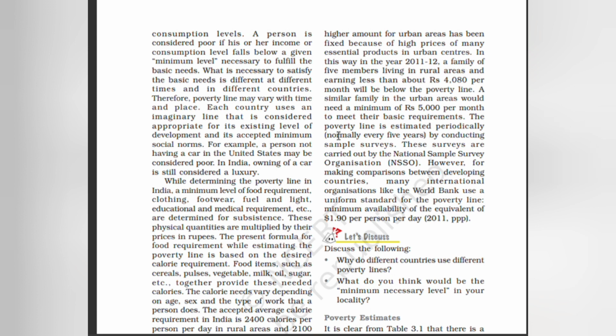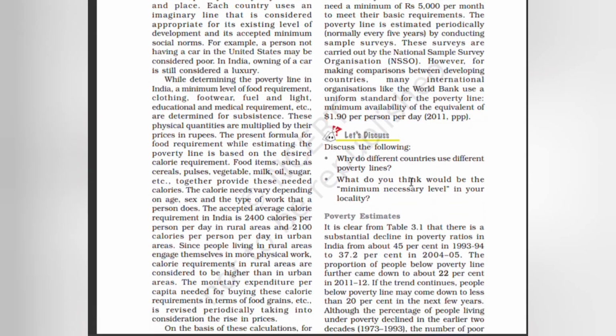The poverty line is estimated periodically, normally every 5 years, by conducting sample surveys. These surveys are carried out by the National Sample Survey Organization. However, for making comparisons between developing countries, many international organizations like the World Bank use a uniform standard for the poverty line: minimum availability of the equivalent of $1.90 per person per day.